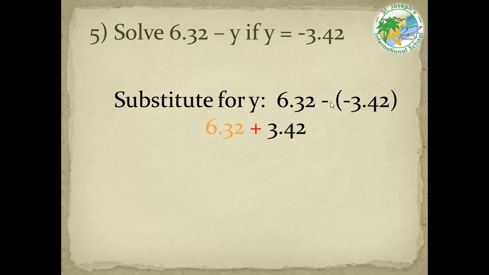Negative times negative equal positive. We can multiply negative times negative equal positive. Then 6.32 plus 3.42. Now 6 plus 3 equal 9. Point 3 plus 4 equal 7. 2 plus 2 equal 4.